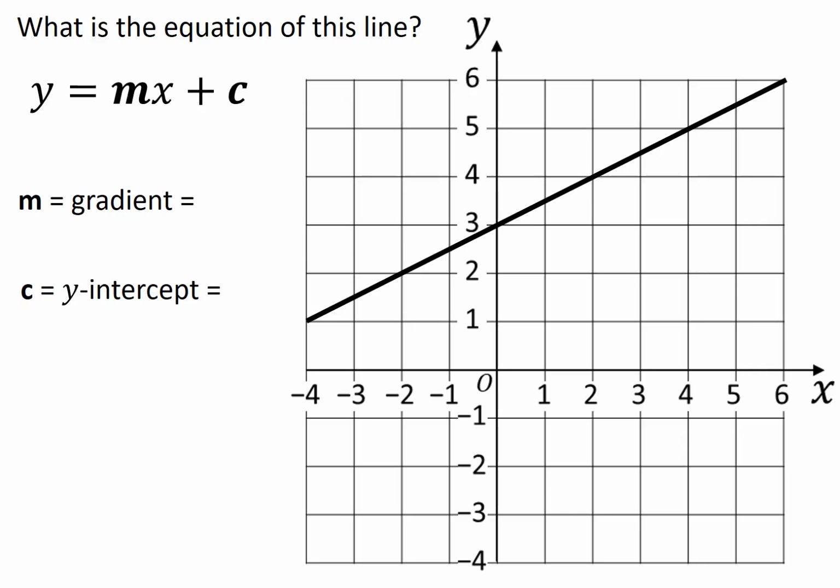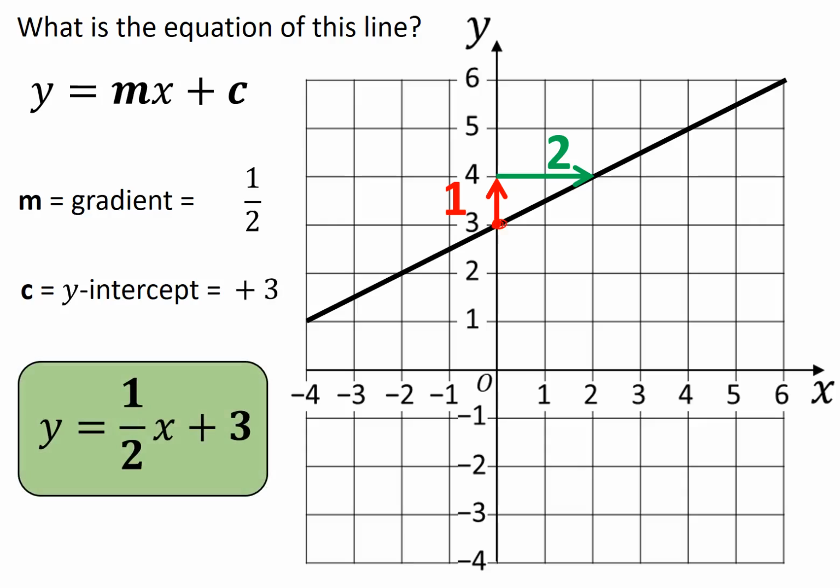So in this example, I need to find the gradient. My change in y is 1, change in x is 2. That gives me the gradient of a half, because 1 divided by 2. And then the y-intercept, which is where the line crosses the y-axis, right here, and that is positive 3. So I put these together and get the equation, which is y equals a half x plus 3.